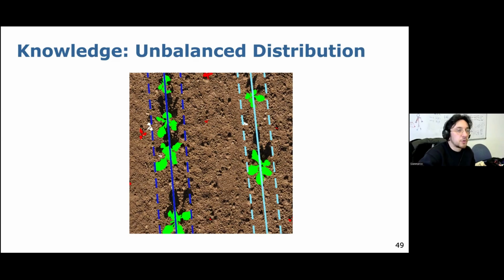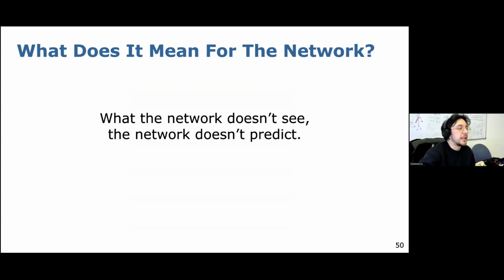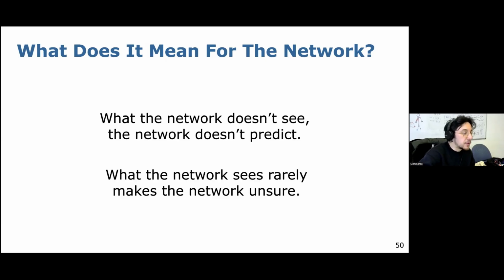And before diving into how we want to exploit this uncertainty and this unbalanced distribution, we should know what it means for the network in terms of uncertainty, and basically that what the network doesn't see, the network is not able to predict. So if you remember, in the first instance we only had, at a certain point, vegetation and soil, so the network was never predicting weeds because it was never seeing them. But also what the network sees rarely makes the network unsure, because the network does not have enough examples to understand how that specific class or that specific element should look.